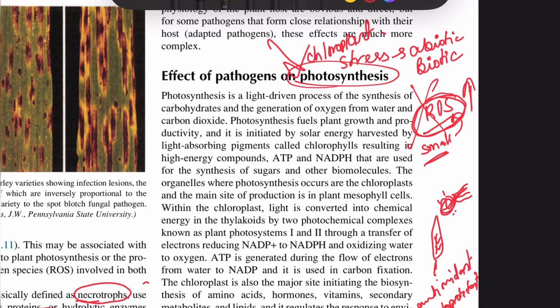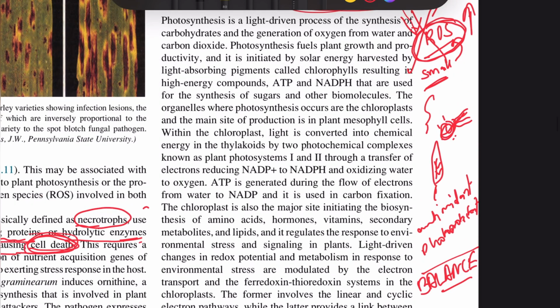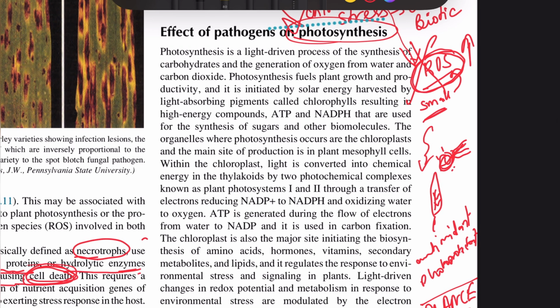If they target the chloroplast and ROS gets stopped, they cannot give the plant this signal. There will be no signal saying defend yourself, a foreign particle is entering. So there is no defense, the plant is helpless, and the pathogen can attack easily. That is one thing that pathogens do against the plant.